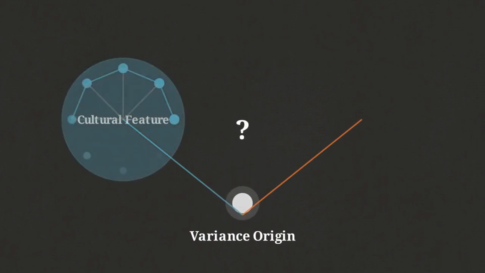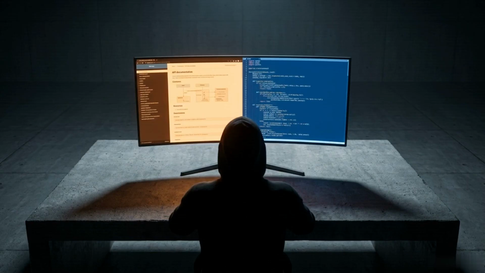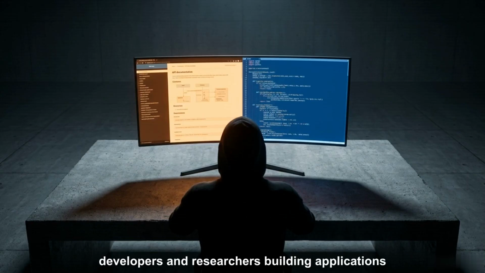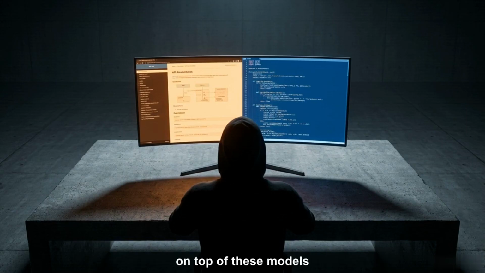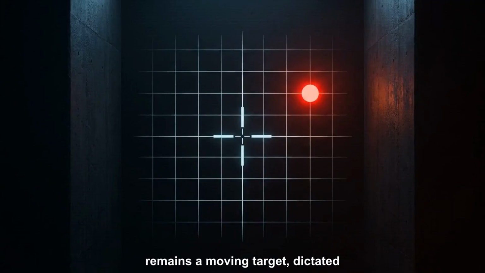Is this shift a desirable reflection of localized conversational norms, or is it a flaw caused by imbalanced English-heavy pre-training data? This unmeasured downstream impact stands as a critical challenge for developers and researchers building applications on top of these models today. Until engineers can reliably map and steer these hidden behavioral drifts, achieving true system alignment remains a moving target, dictated entirely by the language we use to speak to it.